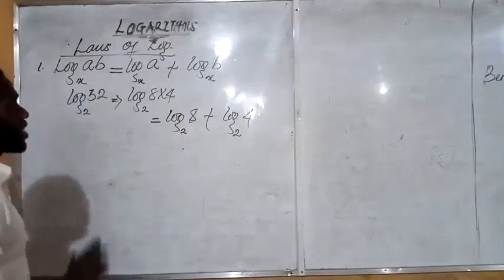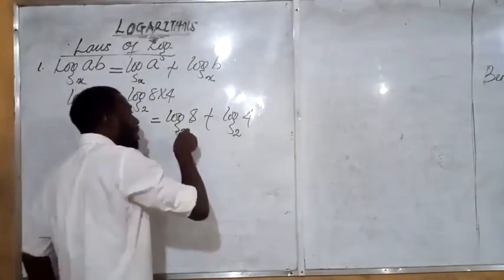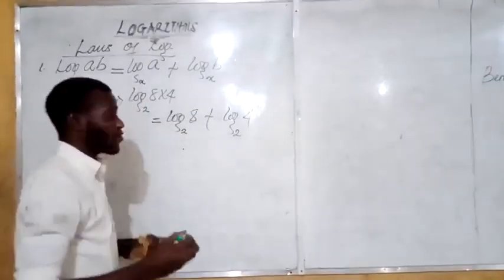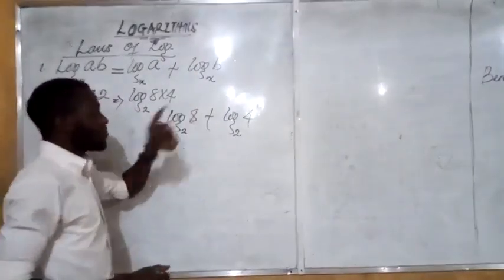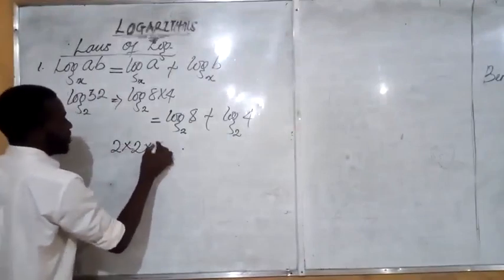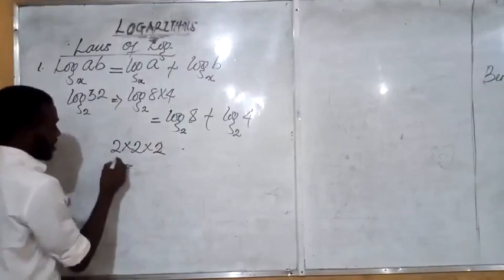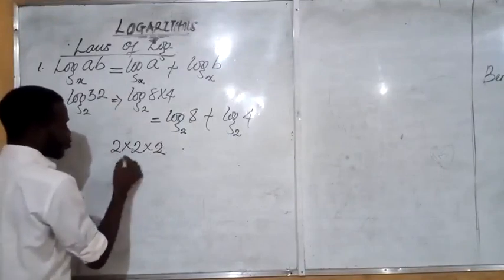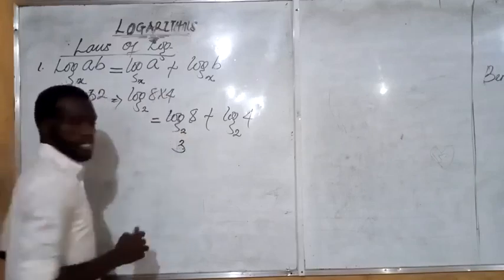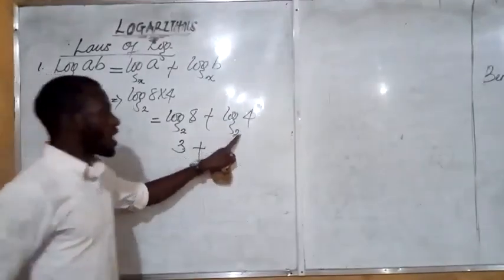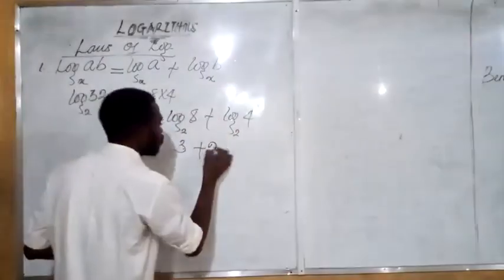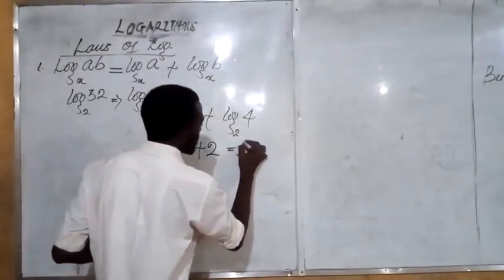Now, what does this mean? It means that what number would I raise 2 to give me 8? The exponent of 2 that will give me 8 is actually 3. Meaning that 2 times 2 times 2 is what? 8. So 2 raised to the power 3 is 8. So I will raise 2 to 3 to give me 8. So this is basically 3. Plus, what will I raise 2 to give me 4? That will be 2 times 2, that is 2 raised to the power of 2. And we have 2 here. So my answer is technically 5 here.